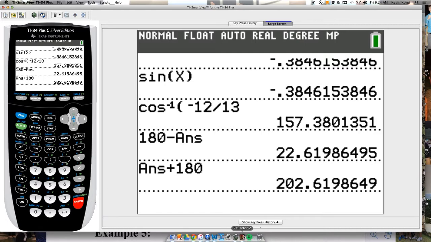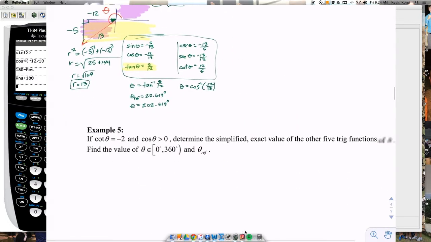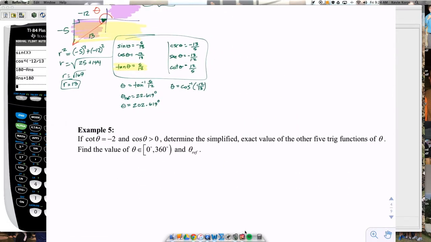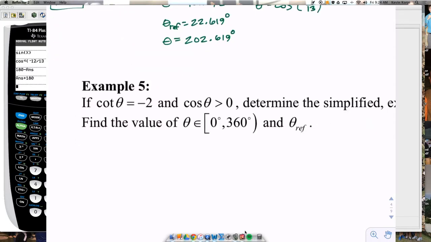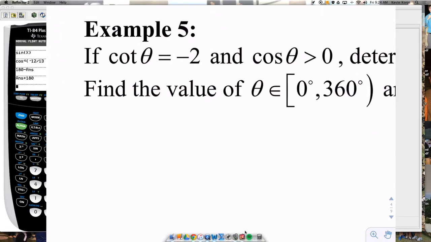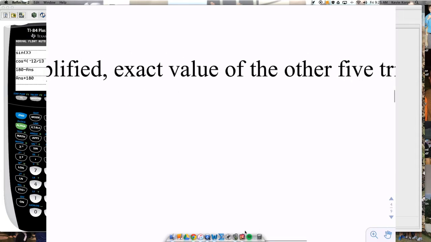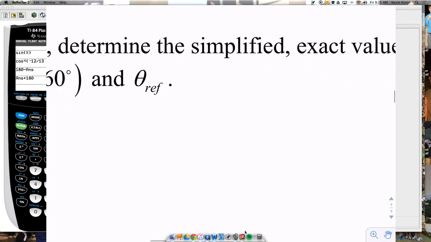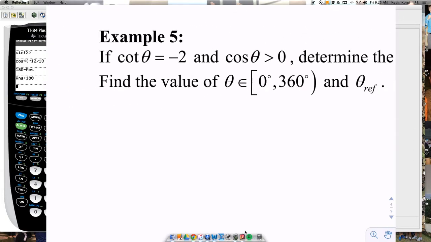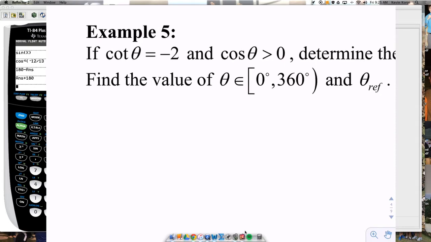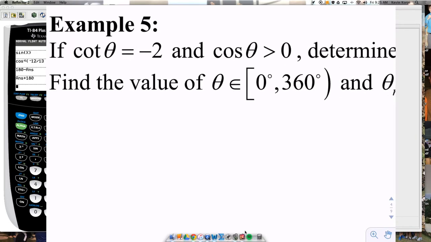All right, I'm going to let you try the next one then, all on your own. Example 5. If cotangent of theta is negative 2 and cosine is greater than 0, same thing. Determine the simplified exact value of the other trig functions and then find the value of theta between 0 and 360. When you mark it, set, go.